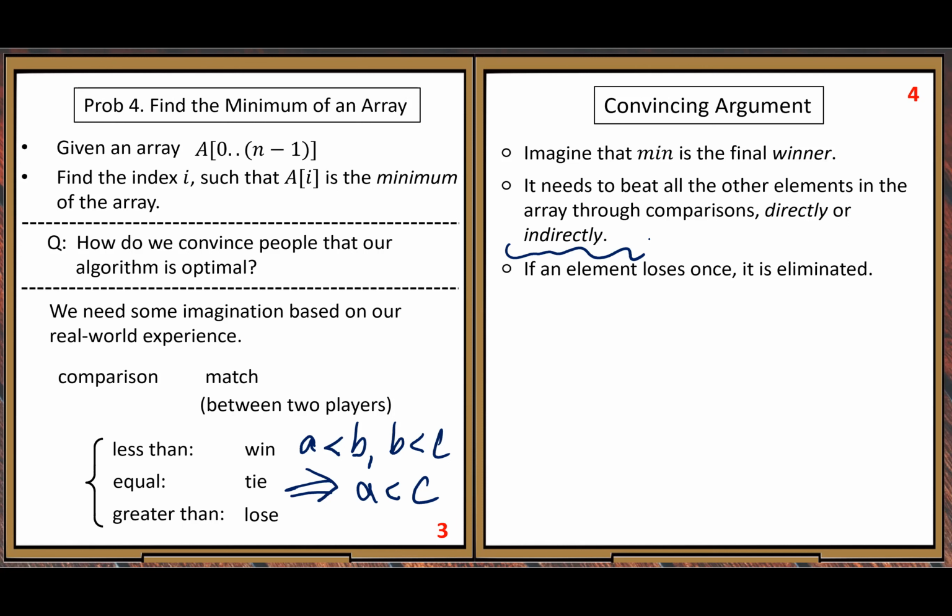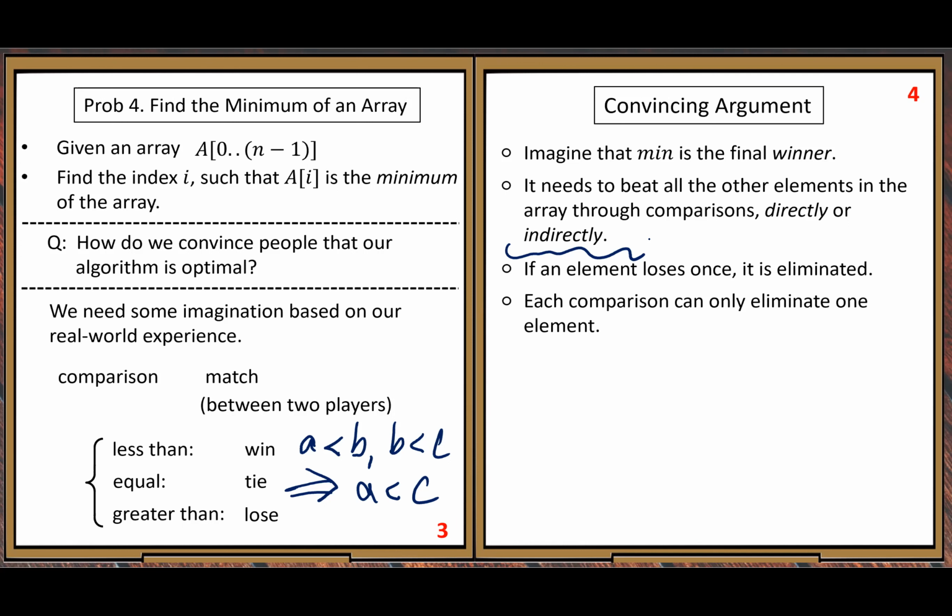Okay, we can reduce the cost. We do not do unnecessary comparisons. So that's another argument. Next argument: each comparison can only eliminate one element. Can you use one comparison to eliminate two elements?